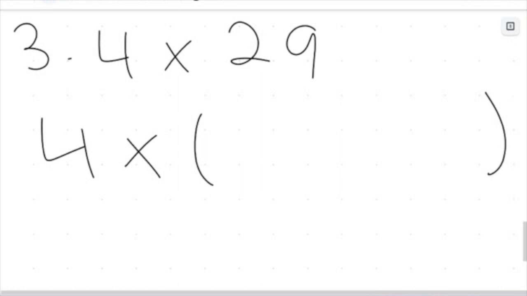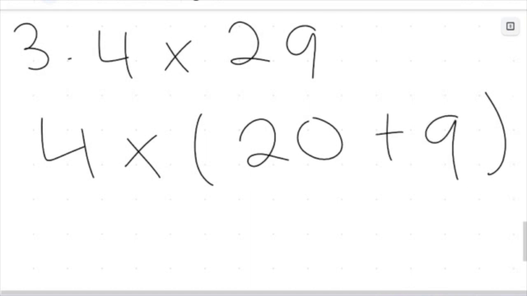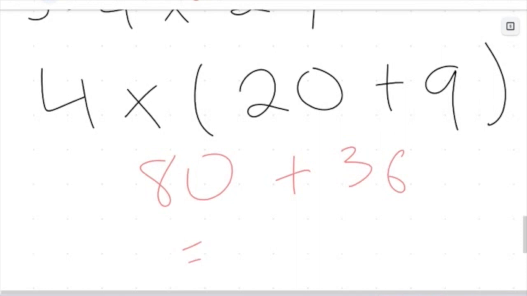I can either write this as 20 plus 9, and then say, okay, well, what's 4 lots of 20? That's 20 plus 20 plus 20 plus 20. That gives me 80. Plus 4 times 9, which is 9 plus 9 plus 9 plus 9. I can write that from my times tables as 36, and I can add these together. So this gives me 80 plus 36, gives me 116. But I can break this down however I'd like.